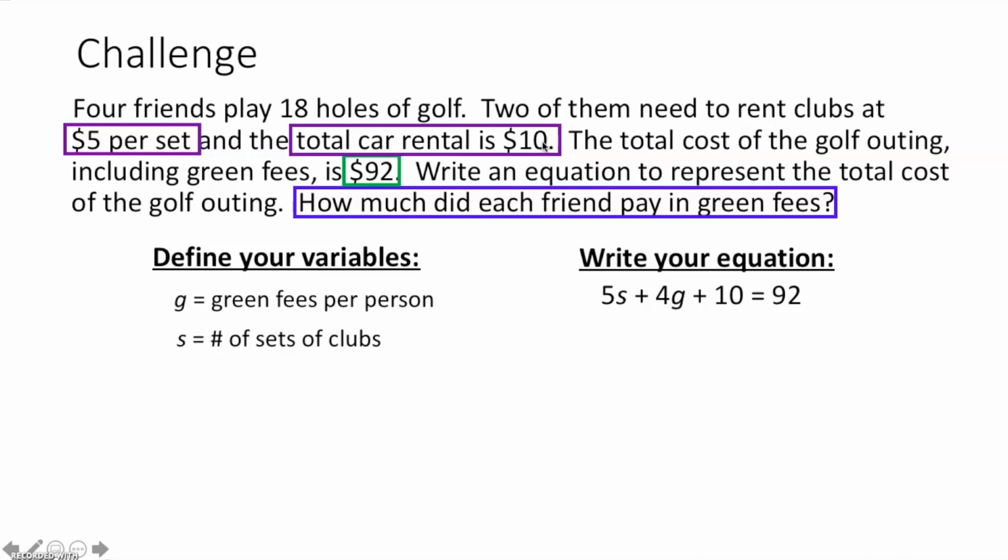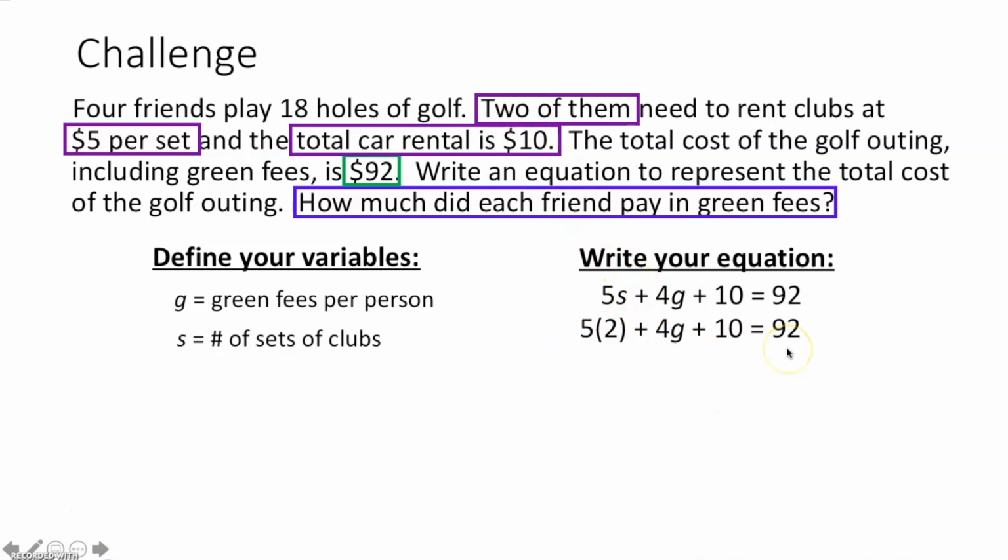So we write 5 times S, which is how much we're spending on club rentals, plus 4 times G, which is how much it costs for the greens fees, plus $10 for the car rental. So what do I do since I have 2 variables? I need to get rid of one of these. This S right here, it's $5 per set. How many people are renting clubs? 2. We know that, so we can plug in a 2 for S.